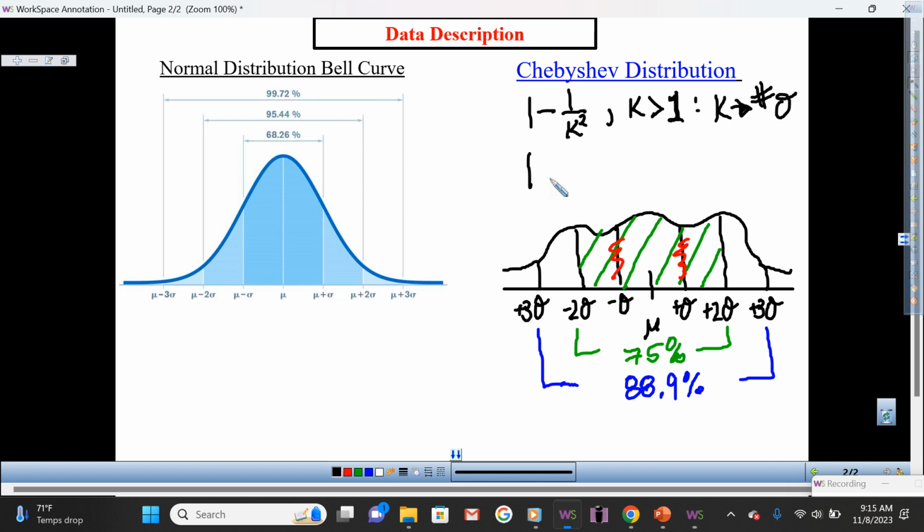Here it goes. 1 minus 1 over, instead of k, I'm going to use what standard deviation he used? The second, right, for the normal. So I'm going to write 2 right there. So therefore, this is 1 minus, what is 1 over 2 squared? That's 1/4. So what is 1 minus 1/4? 3/4, or 0.75, or in percent is what? 75%.